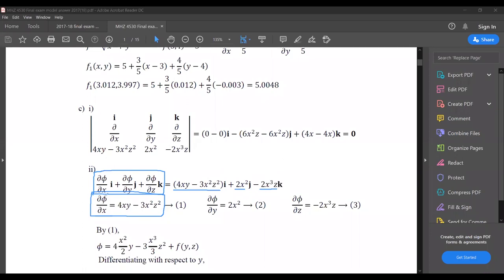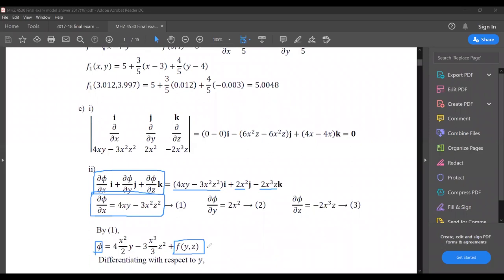So if you start from x, you know ∂phi/∂x. If you integrate this only once, you can find phi. So we are integrating with respect to x. If you integrate this 4xy with respect to x, you will get 2x squared into y. And if you integrate the other one with respect to x, we will get x cube into z squared, plus here they have added a constant f of y comma z. I already said, when we partially differentiate with respect to x, every other variable is considered a constant. Here the other two variables are y and z, so both are considered constants.